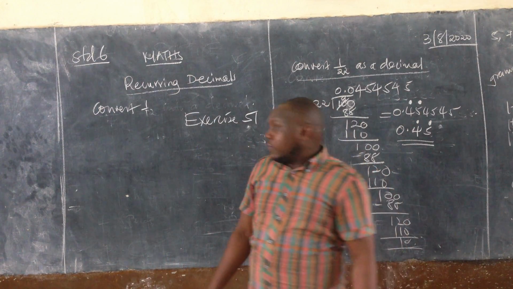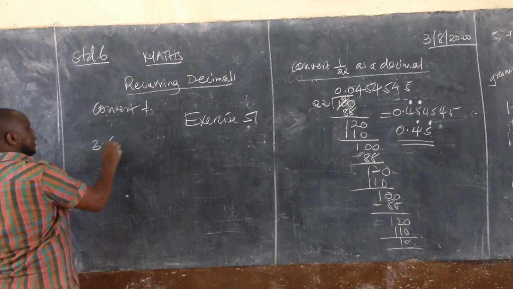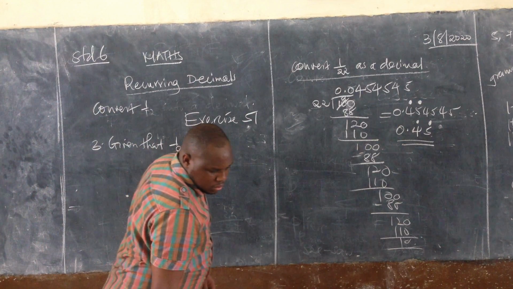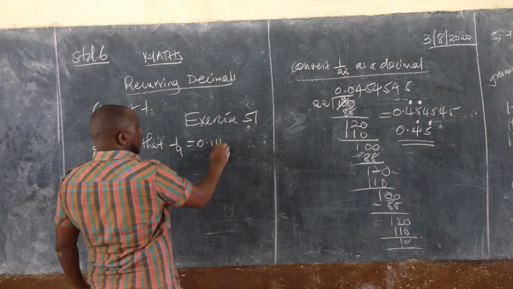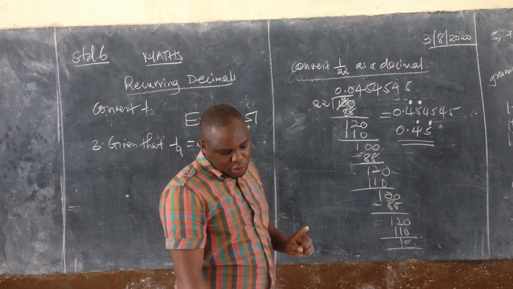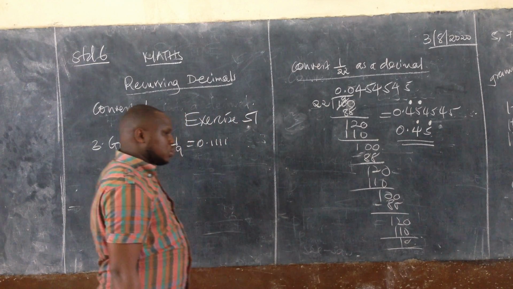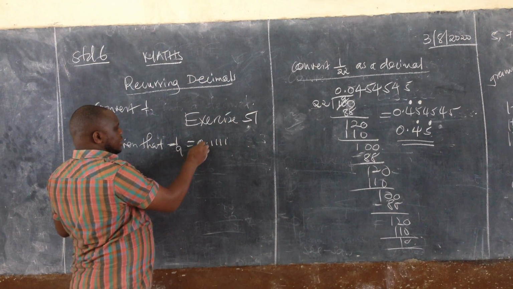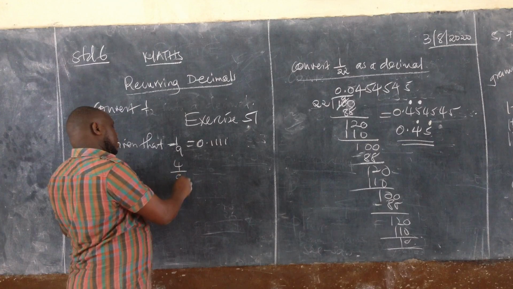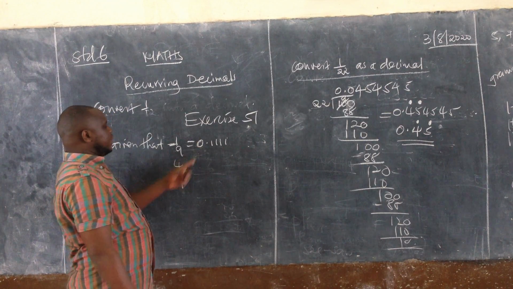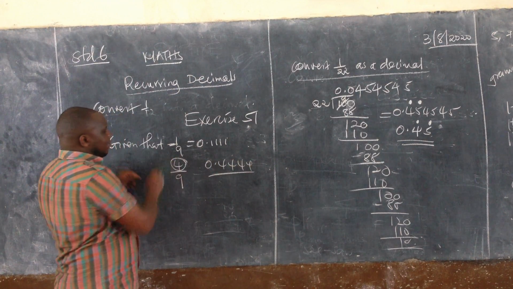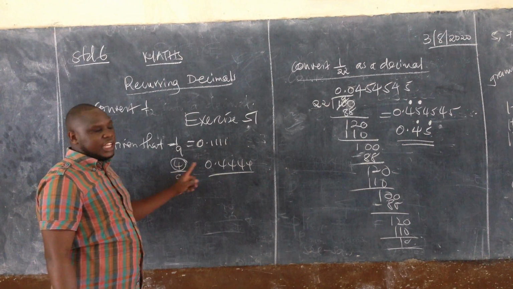Given that 1 over 9, number 3, given that 1 over 9 is 0.111, carry on, 0.111. Use this pattern to convert the following fractions to decimals without any further calculations. So if 1 over 9 is 0.1111, what about 4 over 9? You realize this is going to multiply. So 4 over 9 is going to be 0.4444. So you just look at this number. So the number that is going to repeat is the number on top in each question.